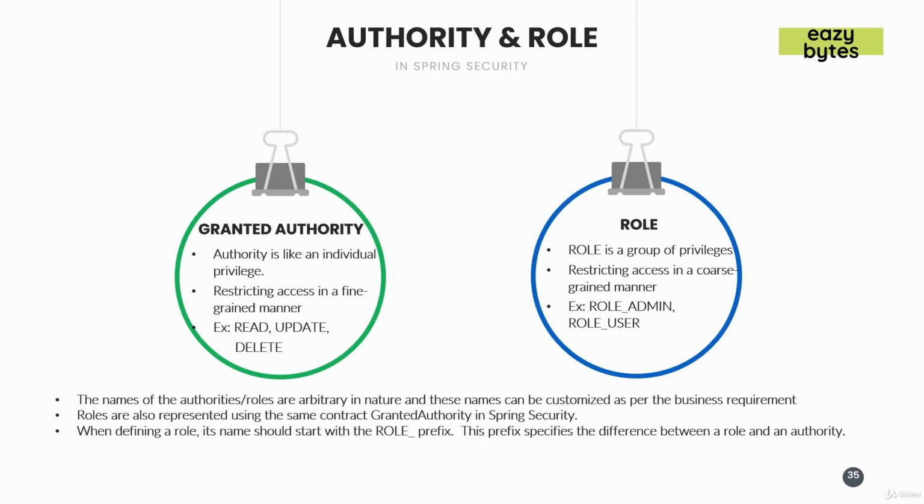To differentiate whether this is an authority or role, usually we have to give a prefix ROLE underscore for all roles, which indicates to Spring Security, okay, this is a role, whereas without this prefix will be treated as an authority. So now we know what is authority, what is role.